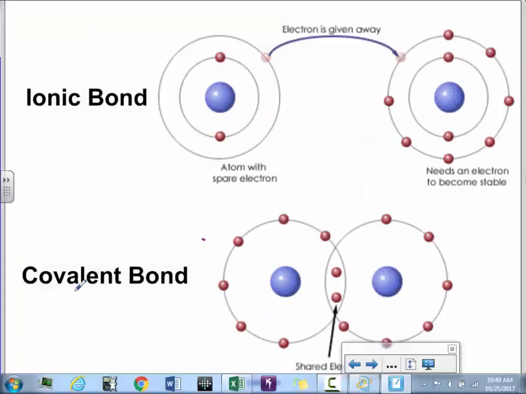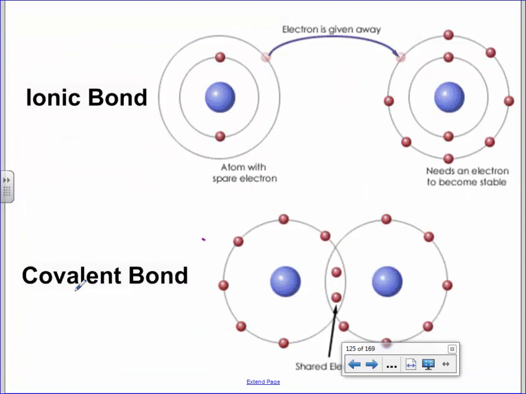Ionic bonds are what we're going to talk about tomorrow. Ionic bonds don't share their electrons. They actually give them away. Tomorrow we're going to talk about one atom that has a spare electron and another that needs an electron, and they're going to transfer theirs. But today what we talked about is how these atoms share their electrons together. So we've really only done about half the lesson so far. We're going to pick this up again tomorrow.